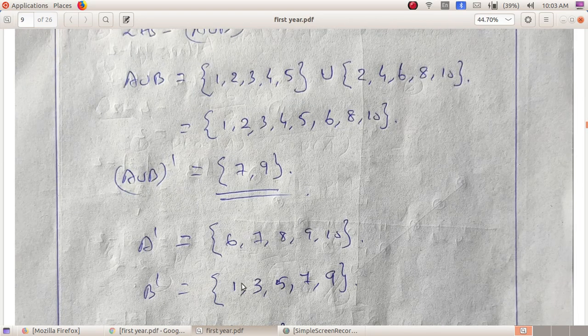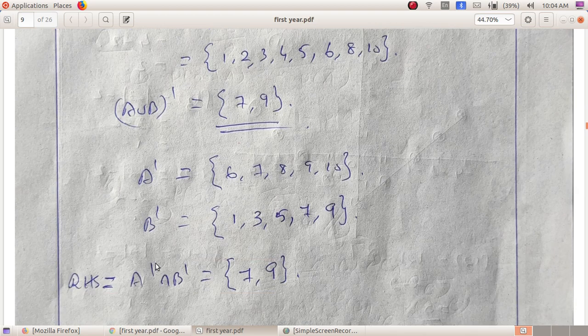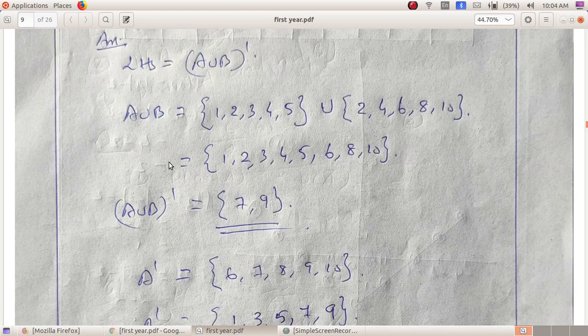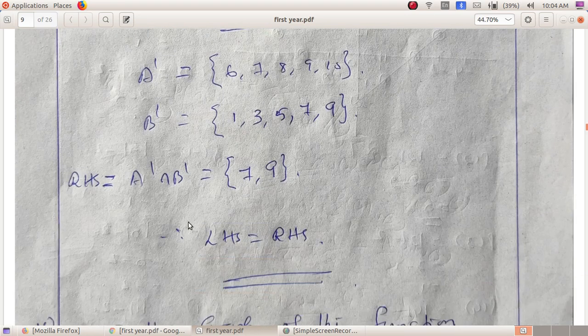Similarly, B complement is 1, 3, 5, 7, 9. Then which are the common elements? 6 is not common, 7 is common, 8 is not common, 9 is common. So only 7 and 9 are the common elements. That is, A complement intersection B complement is equal to the set {7, 9}. These two parts are the same. Therefore, we verified De Morgan's law.